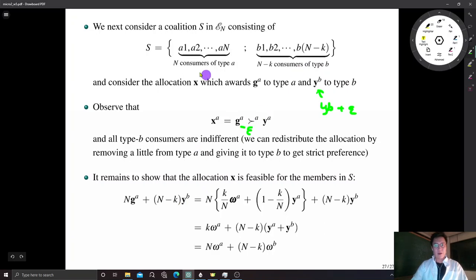Because there are N consumers of type A, and the allocation X promises GA for type A, we need N times GA for these consumers. And allocation X promises YB for type B, so for N minus K consumers, we need this. So that is the aggregate demand in the allocation X. For this allocation X to be feasible, because in this coalition we have N consumers of type A, the total initial endowment is going to be N times omega A. As we have N minus K consumers of type B, we add N minus K times omega B. So we have to show that this is equal to this one.